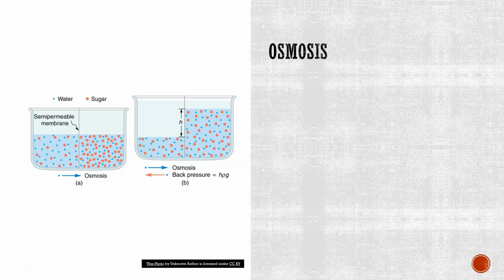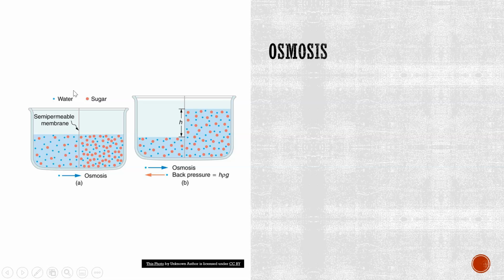Just to let you know, osmosis is really important in potato production. So here we have two diagrams, and you'll see that we have the semi-permeable membrane down the middle. Now, if we look at diagram A, you will see that on the right-hand side, there is a higher concentration of sugar. Okay, there's more red particles over there than there are on the left-hand side.